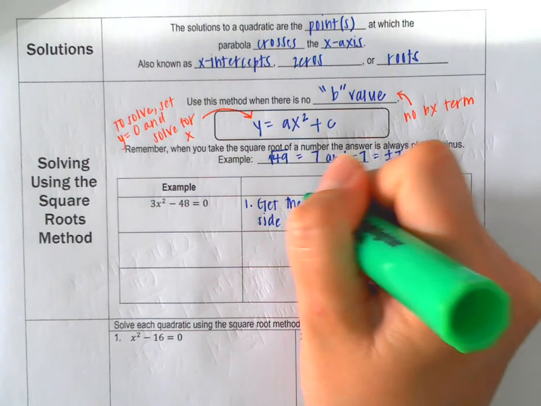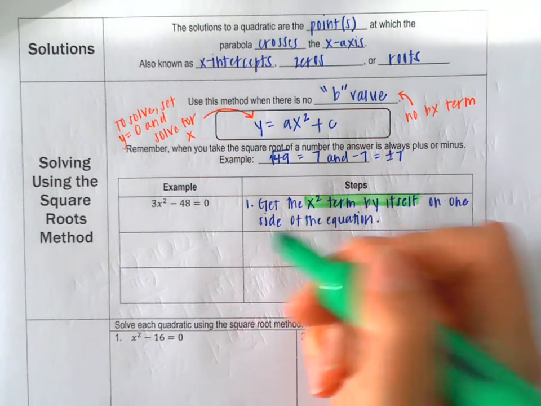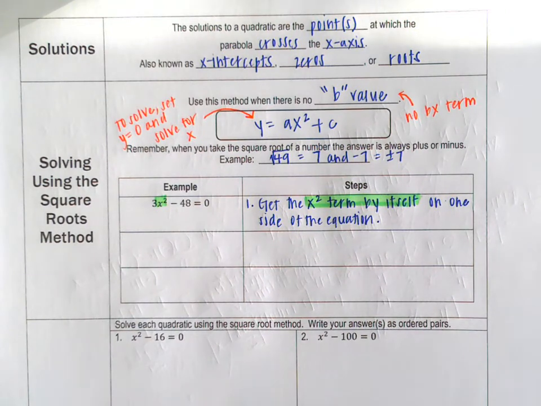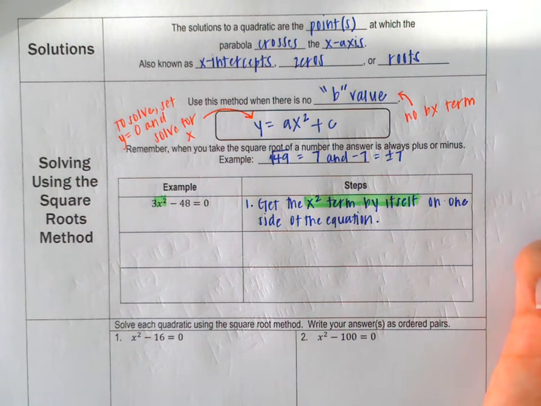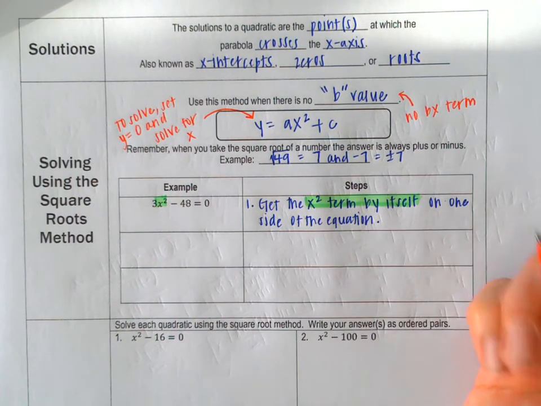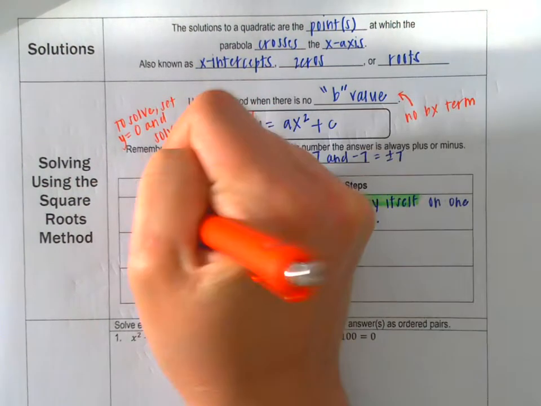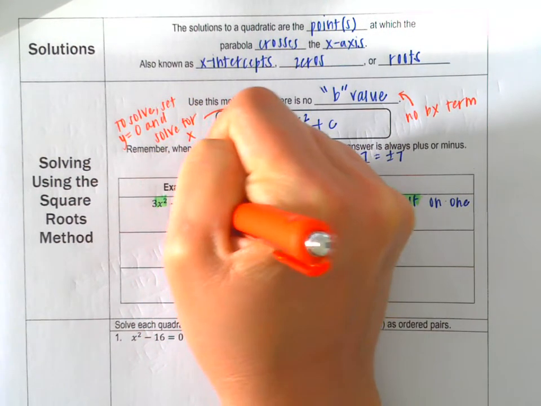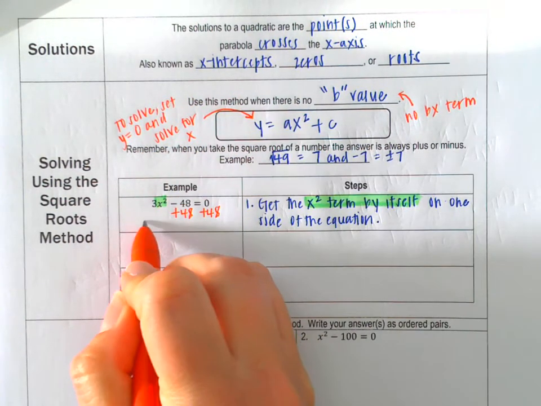Oh, wrong side. And so the x squared term is here. So I want you to think, what's the first thing I would do to get x squared all by itself on one side of the equation? And if you're thinking we would move the 48 over, you would be correct. So it's a minus 48, so we're going to first add 48 to both sides of the equation.